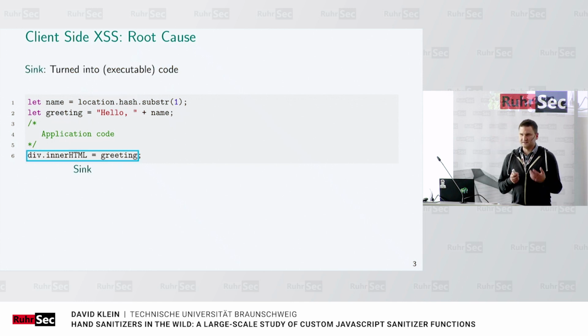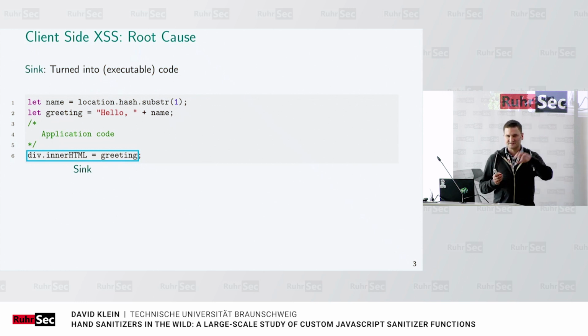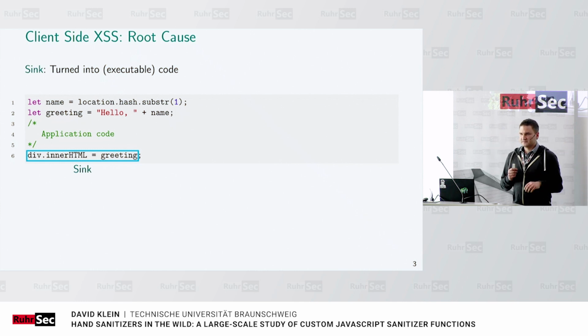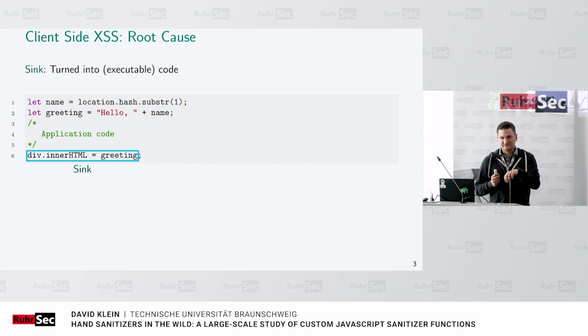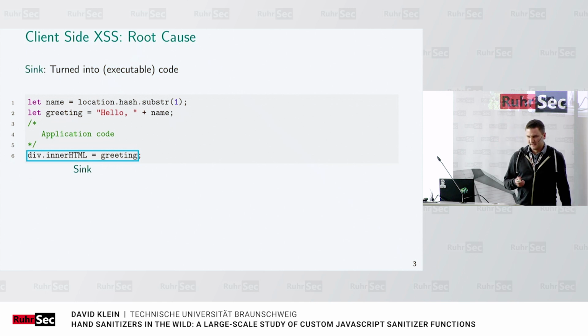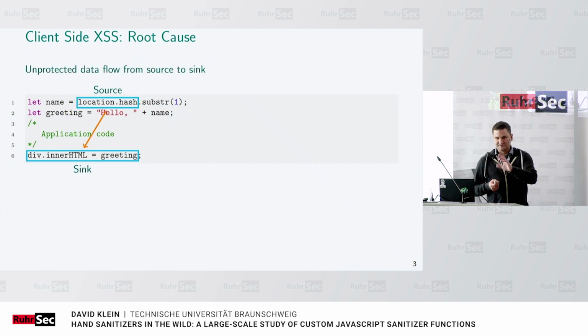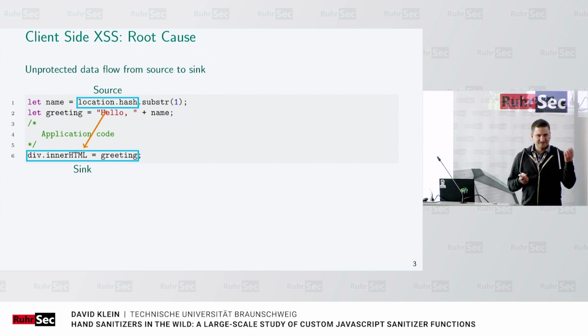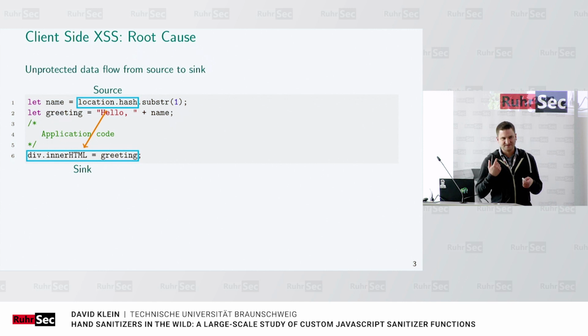And you need a sink, which is a function that takes a string, transforms it into code, and executes it. That's the main issue with the browser, I believe: there are tons of functionalities which do such string-to-code transformations, and it's really easy to miss them. If you then have an unprotected data flow between source and sink, you have client-side cross-site scripting. As was already said, in OWASP, this is one of the most frequently abused vulnerabilities.